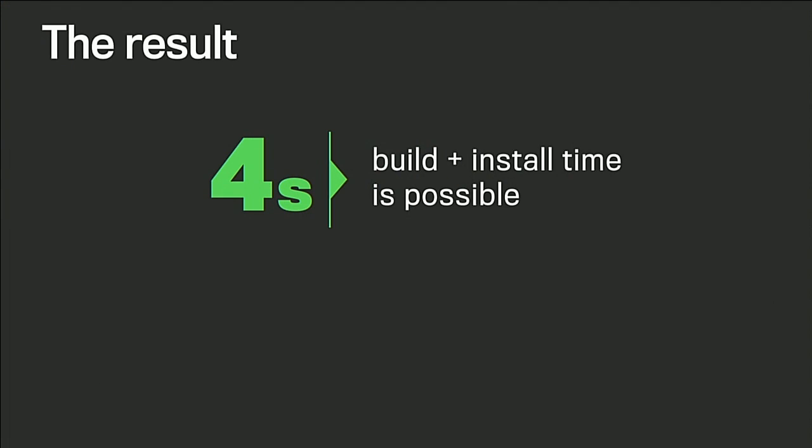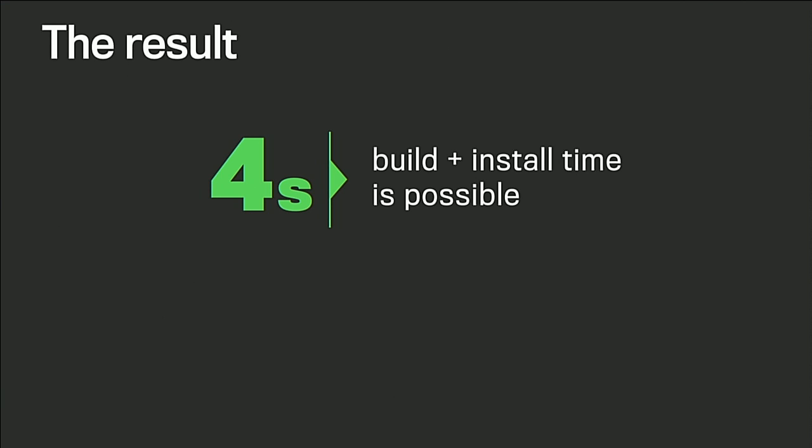The result of this is that it is absolutely possible to achieve a 4-second build plus install time with Buck, even with a relatively large app. So this is not our average build time. It's substantially larger than that. But you can definitely, if you're iterating on a bit of Java code that's in a relatively small module, see this very frequently, 4-second build and install time.